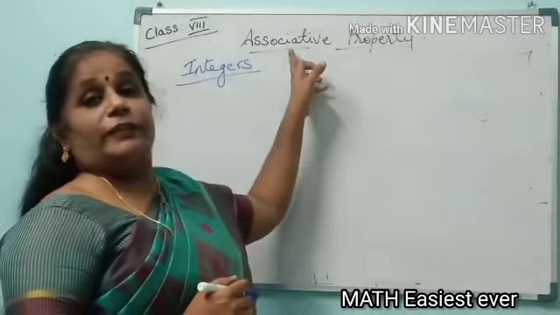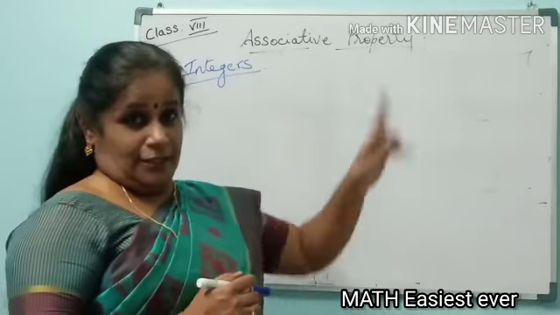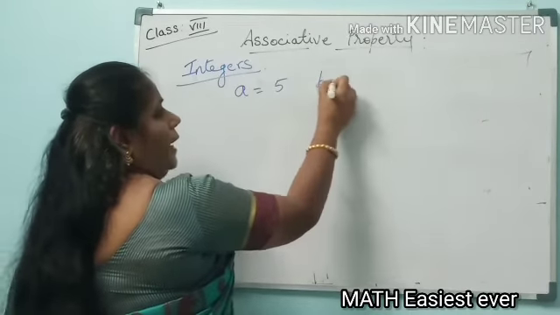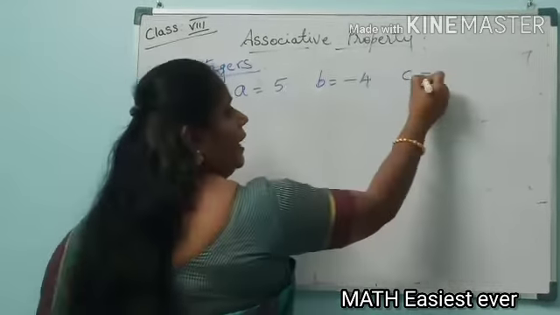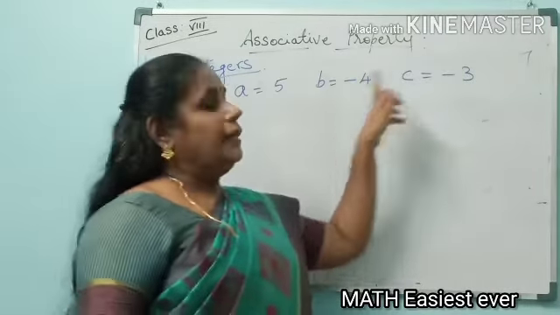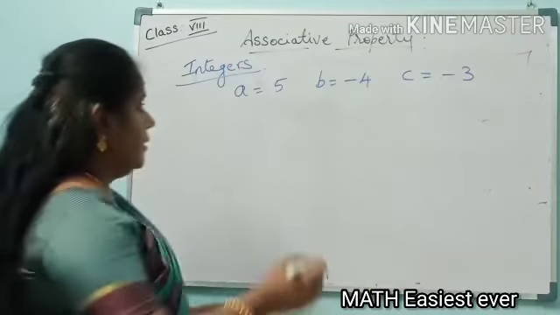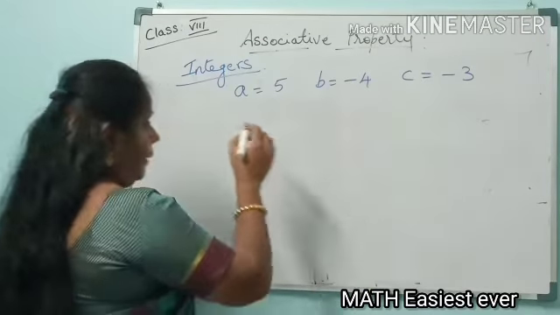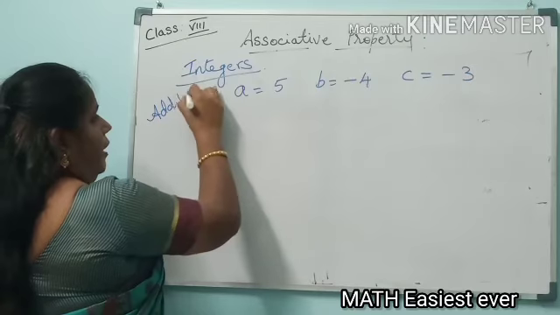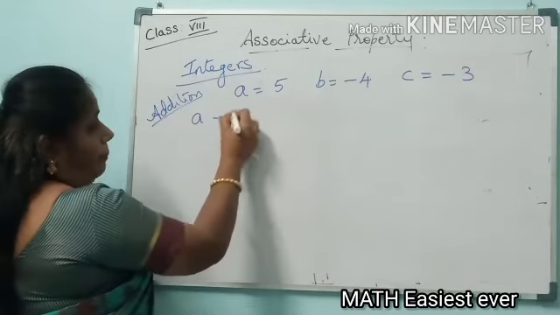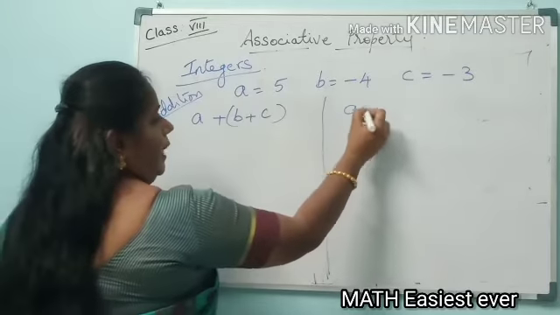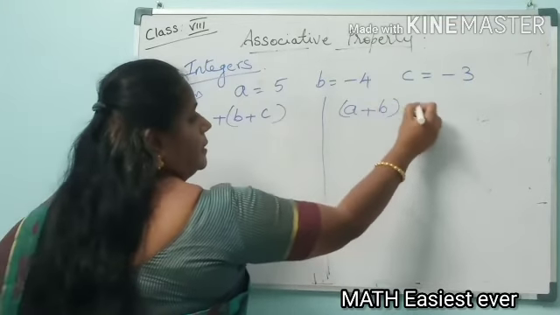Now let's go for the associative property of integers. Let's take integer A as 5, B as -4 and C as -3. Any three integers: A is 5, B a negative integer -4 and C a negative integer -3. We are doing the associative property. I told you already we are doing it first for addition. Now what is (A plus B) plus C? And parallelly we'll do A plus (B plus C).